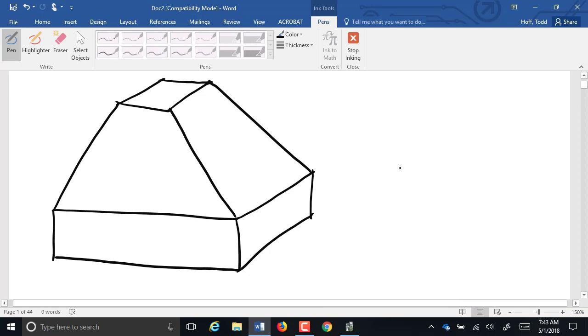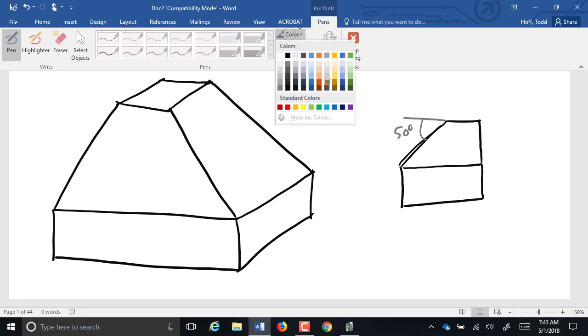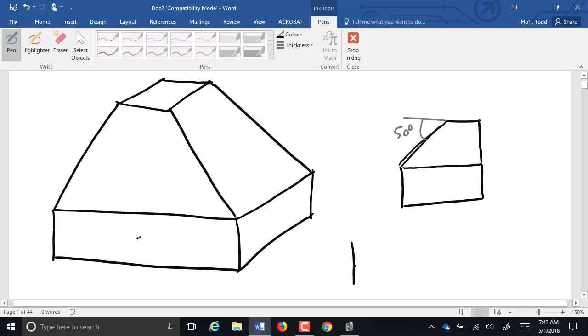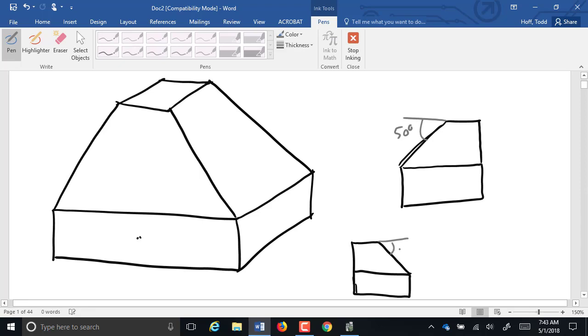So what we're going to do is if we look at this from this side, I'll give you that this angle here is, oh, let's go with 50 degrees. And if we look at it from this side, I'll give you that this angle here is 40 degrees.